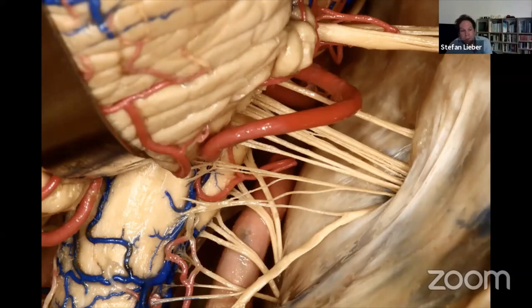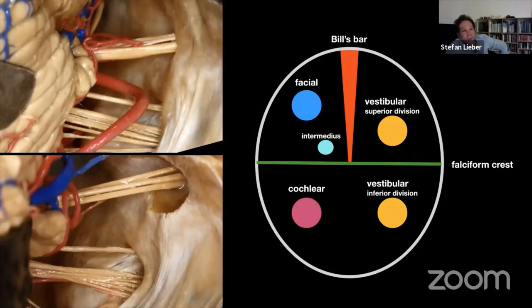And this is the beginning of a transmeatal approach. The exposure of the vestibular cochlear nerve, intermedius and facial nerve in the internal auditory canal. And this is the usual distribution within the canal. In this picture, we have a labyrinthine artery.